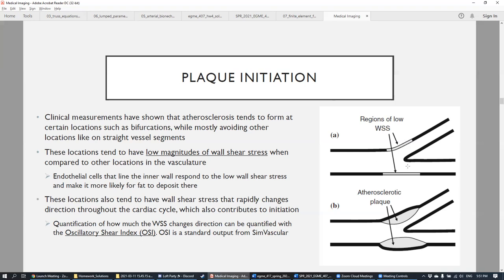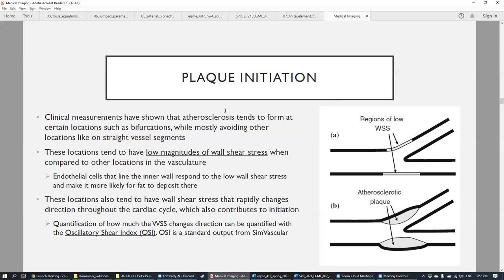Here's a diagram of regions where plaque tends to build up. If you have a bifurcation here, with blood flow coming in from the left and splitting off to the top and bottom, and you run your simulations, you'll see that the regions on the outsides of the bifurcation are regions of low wall shear stress. So the viscous wall shear is relatively low here, and these areas correlate very highly with the areas where plaque tends to build up.